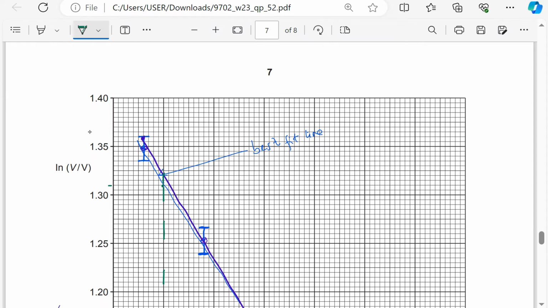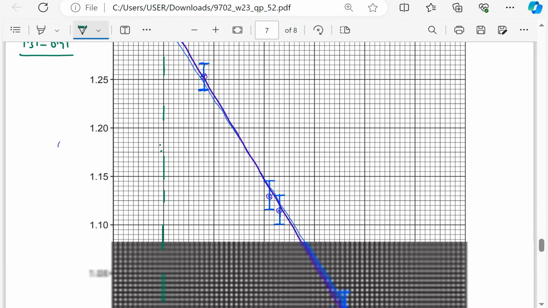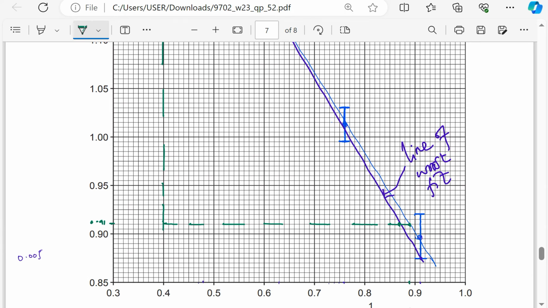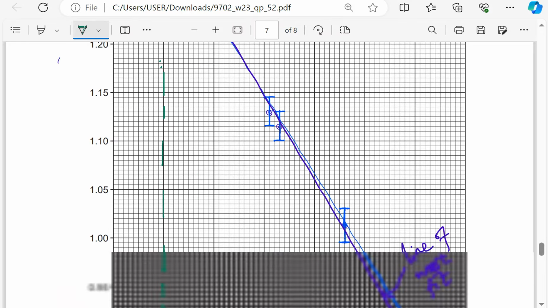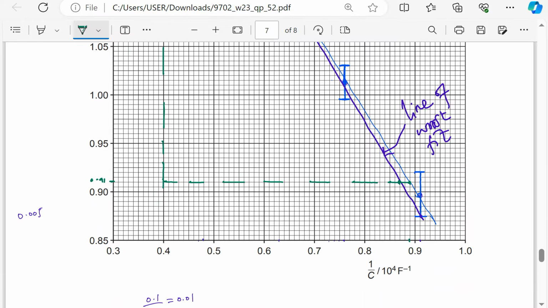So for the best fit, y1 is this, which is 1.31. So for the best fit, I have 1.31 minus 0.91 divided by, on the x-axis, 0.89 minus 0.40. I'm just writing them here so that I transfer them at once to the space required.